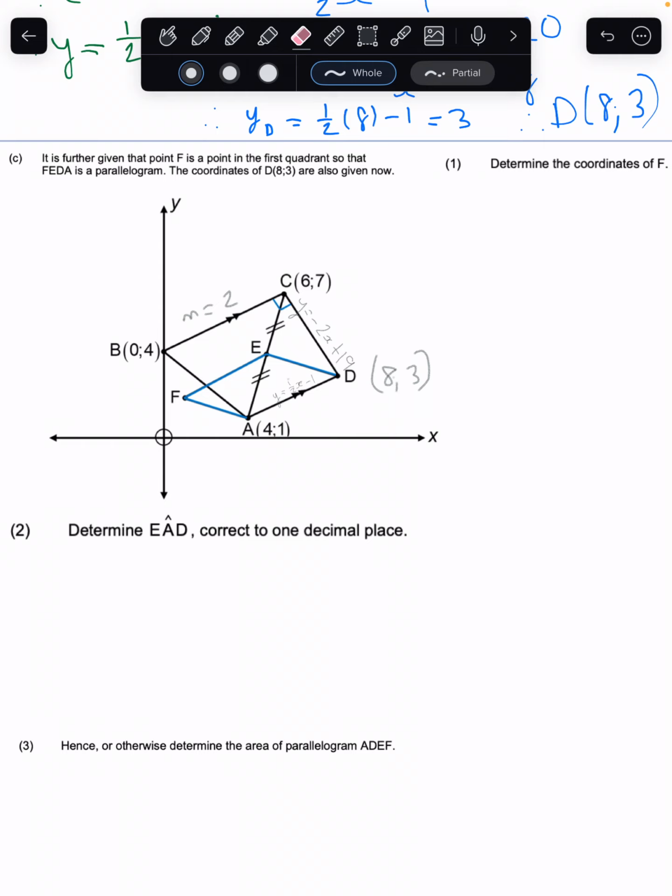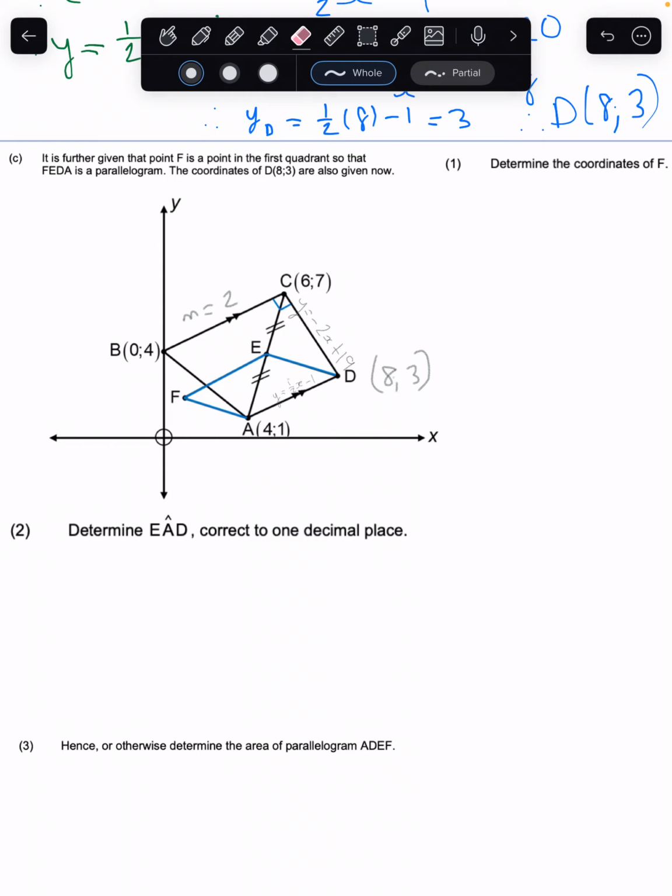Okay, right, so FEDA is a parallelogram. The coordinates of D are also given now, which they confirm to be 8 and 3. Then you're asked to determine the coordinates of F. Right, so there are a couple of ways that you can do this. I think the most straightforward is to just count manually. So to use the fact that in a parallelogram, the opposite sides are parallel, first of all, so they have the same gradient. And second of all, they are equal in length.